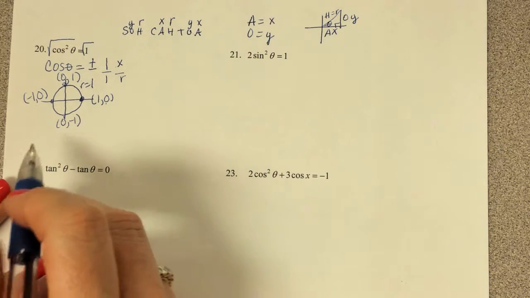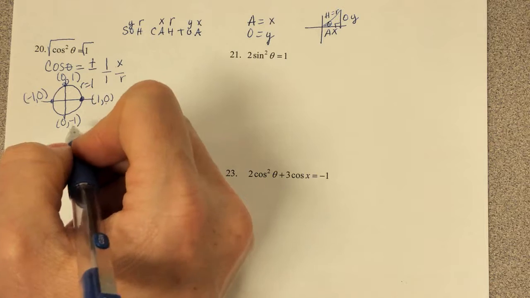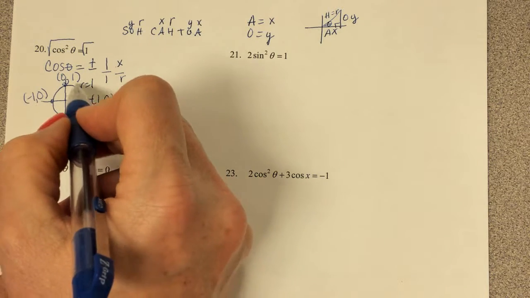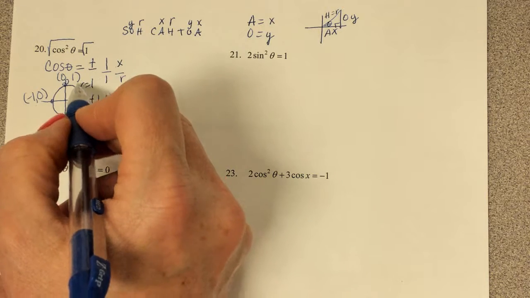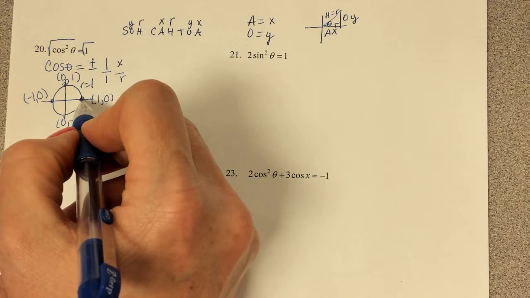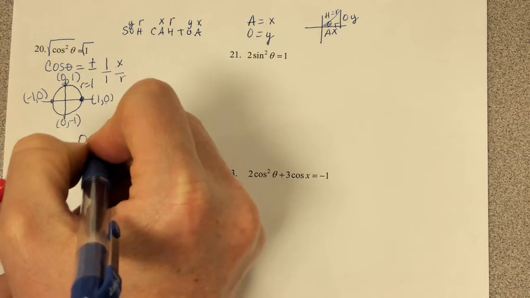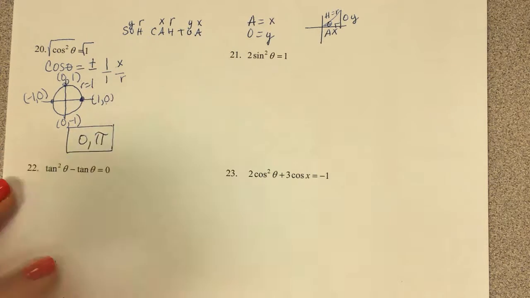Jake, what do you think? Right, and we have to give those as radian values though. So in terms of radians, where is this located? 0 and pi. Right, 0 and pi. Those would be our two answers right there. Questions?